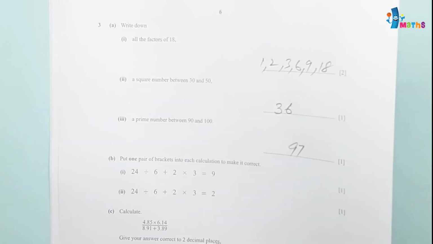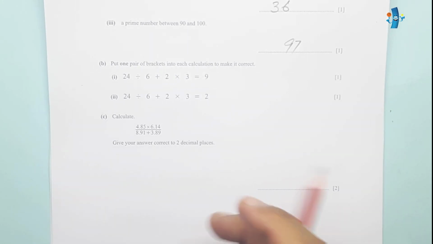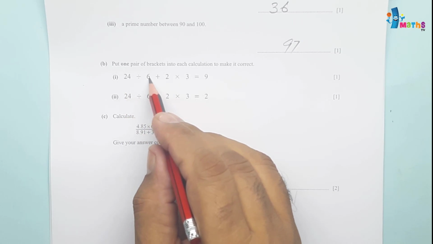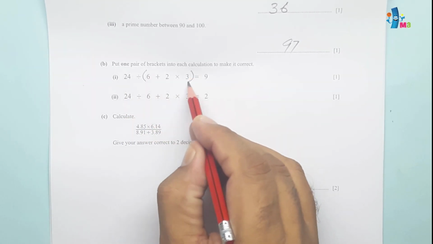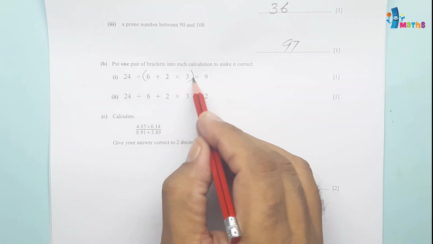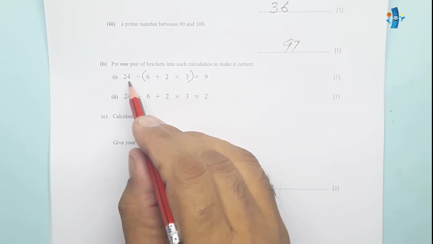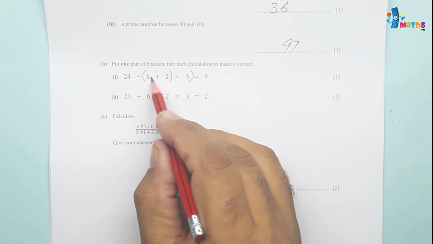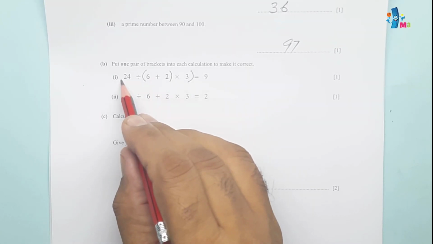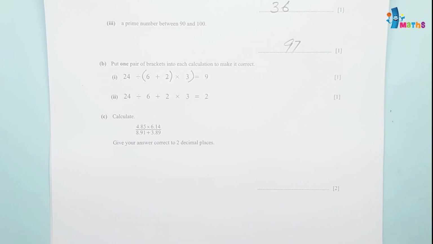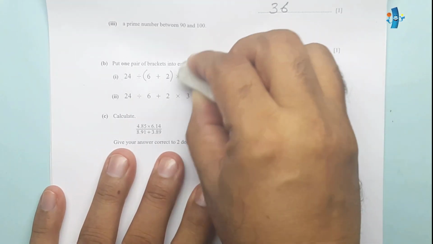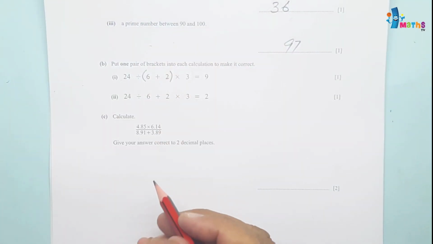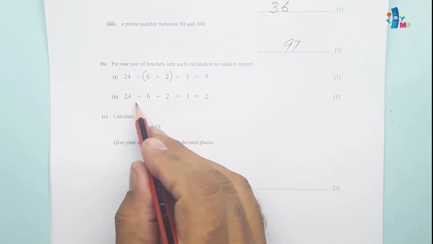Now put one pair of brackets into each calculation to make it correct. So we'll have to equalize to 9. First we will calculate this portion: 6 plus 2 will be 8, 8 into 3 will be 24. No, not this portion, this one. 6 plus 2 will be 8, 8 divided by 3, then 3 into 3 will be 9. So this bracket we can place here, and this is correct.